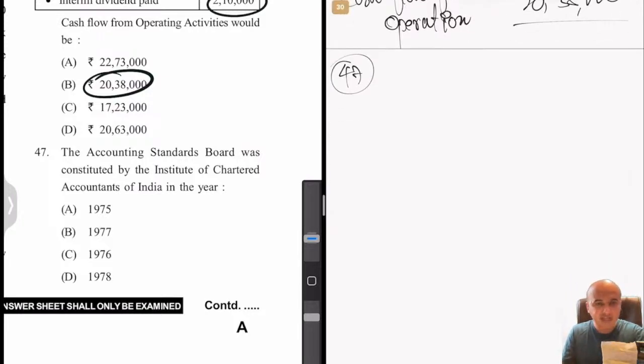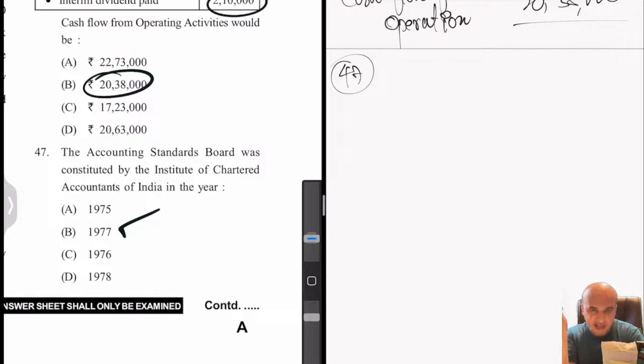Then moving on to the next question, a theoretical question is there. As I said, there will be lots and lots of theoretical questions. It's in a way a blessing in disguise, I would say. Accounting Standards Board was constituted by the Institute of Chartered Accountants of India in the year dash. A very simple, straightforward question. There is nothing much to do here. All that you need to do is know. If you know, you'll be able to get it. Otherwise, there is nothing. So here the fact is 1977.